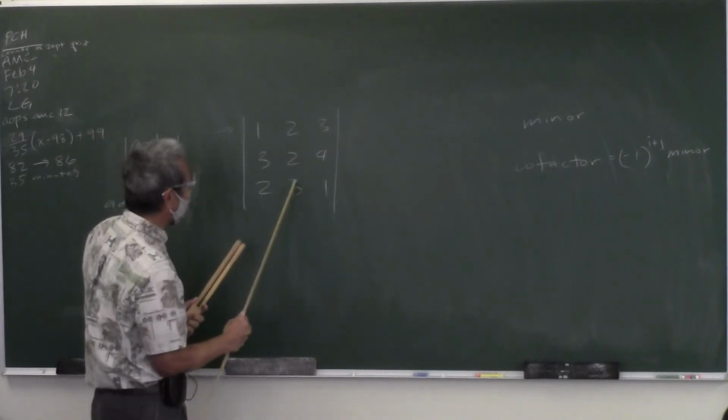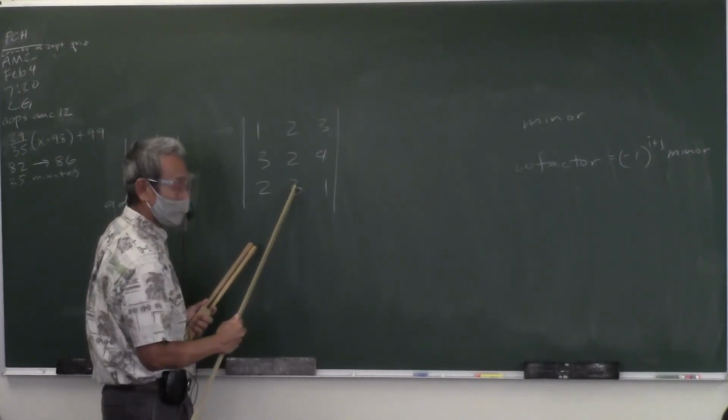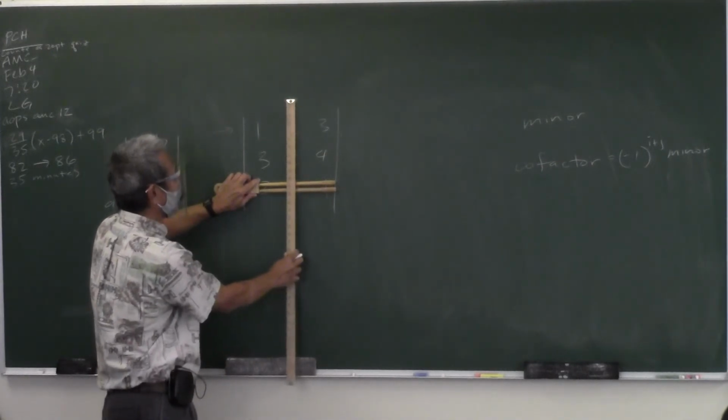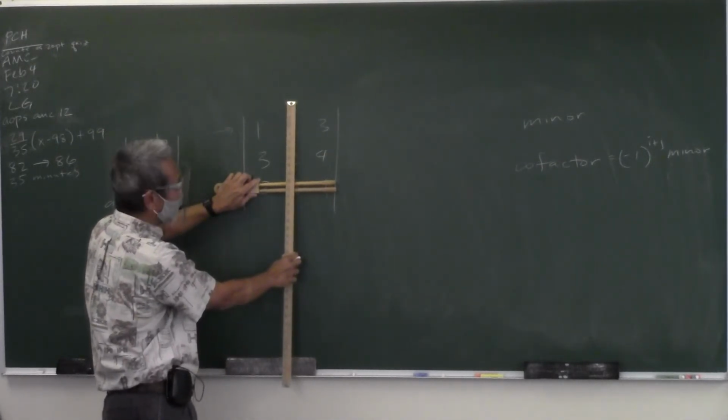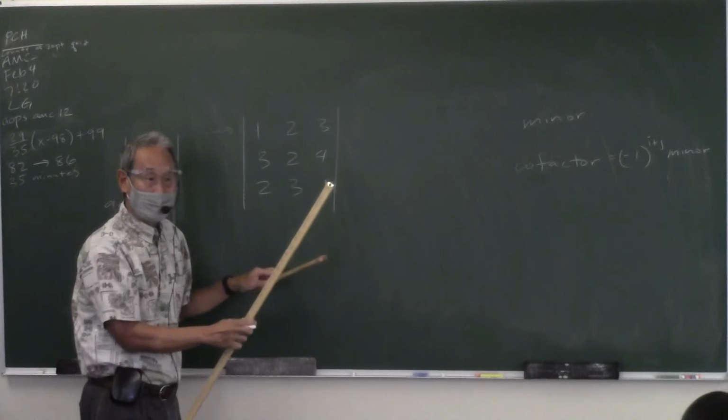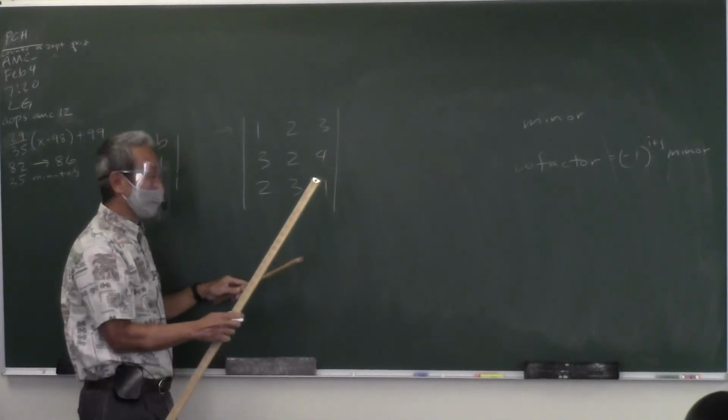Okay, what about this element right here? This 3 at the bottom. Cross out the row and the column that it's in. Compute the determinant of what's left over. 4 minus 9 is -5. That's the minor. You guys get it? I think we're going to do one more.